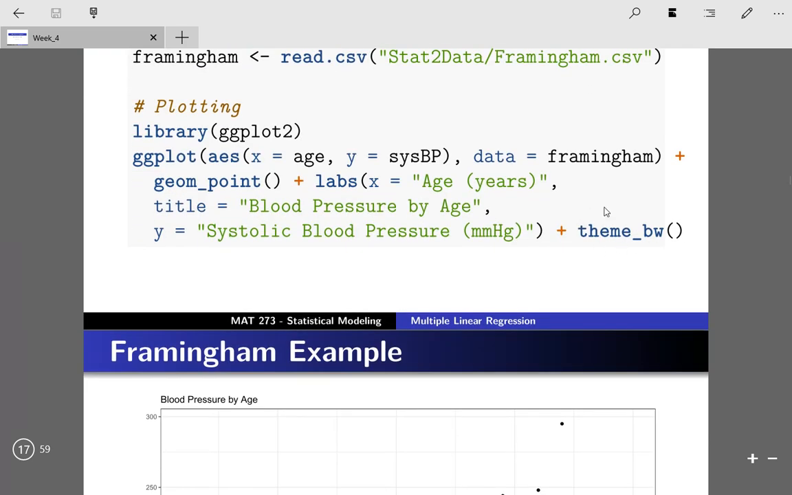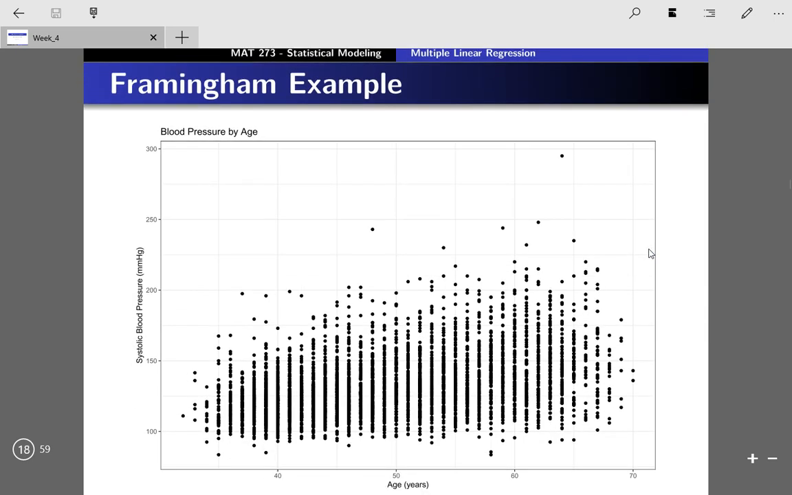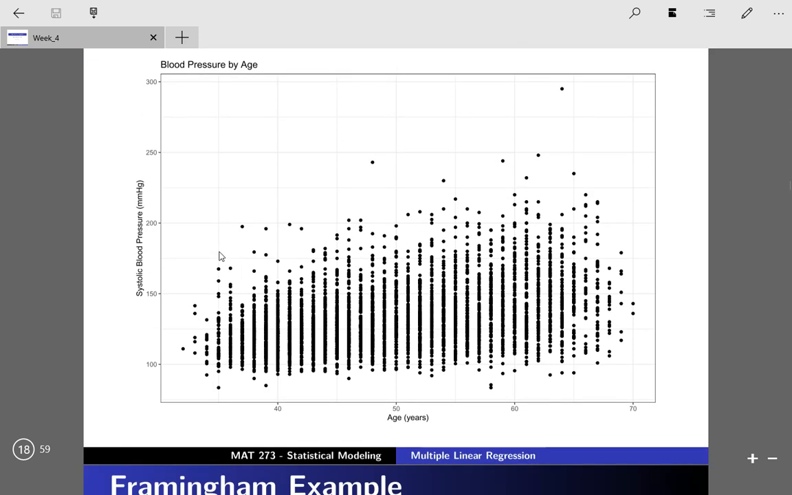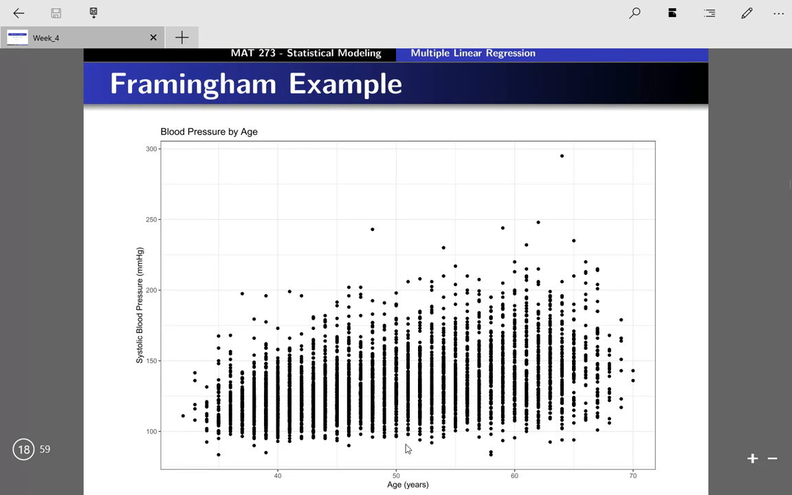And I added a theme this time because you can customize your ggplots with a theme pretty easily in this way. So that's kind of what makes it more fun or exciting, I guess. Yeah, so looking at a scatter plot of each person's age in years and their systolic blood pressure measured in millimeters of mercury. Notice I put the units on the plot.